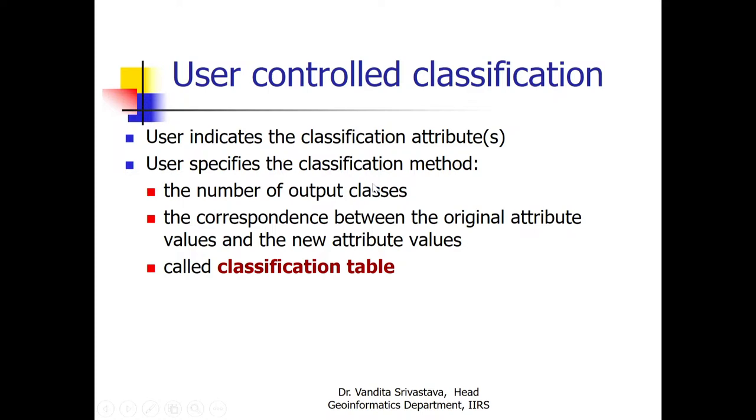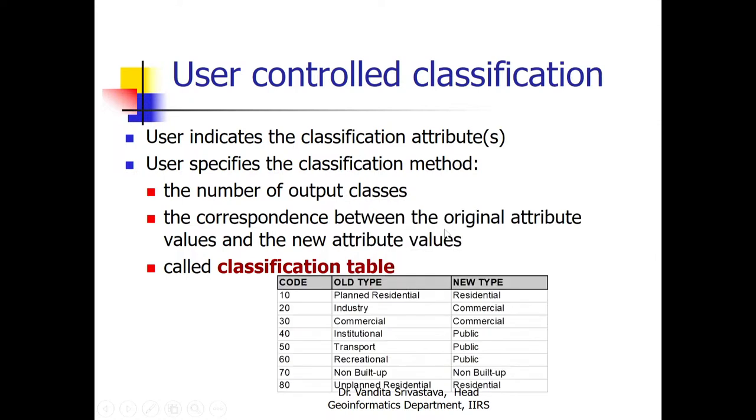The number of output classes and the classification table, all of this is given by the user, like this one. So all of these planned residential and unplanned residential are all merged into the output class residential. Similarly, industry and commercial are merged into commercial, and the institutional, transport and recreational are merged into public. So this is the new classification scheme, this is the old classification scheme. But here the classification scheme, the number of output classes, the input classes, everything is decided by the user.